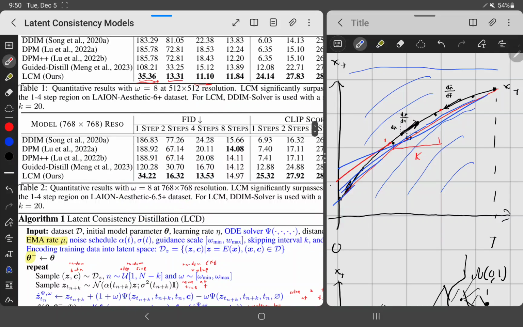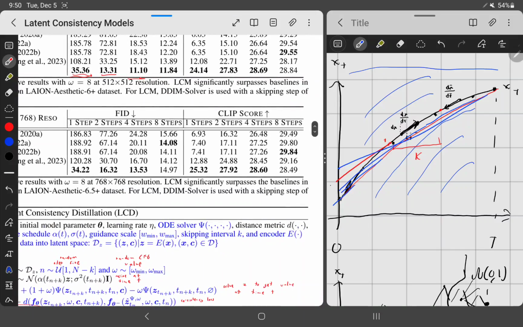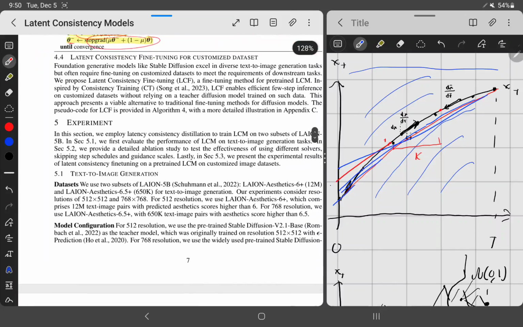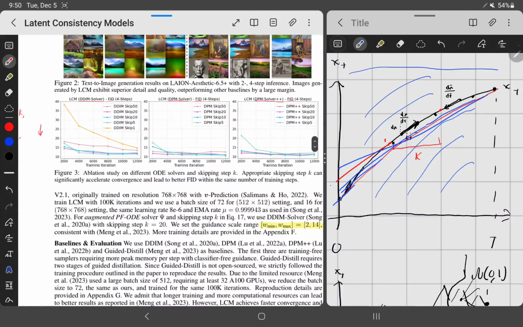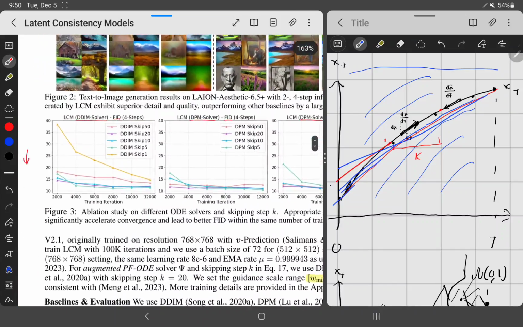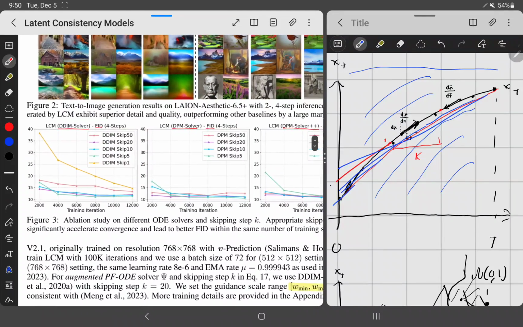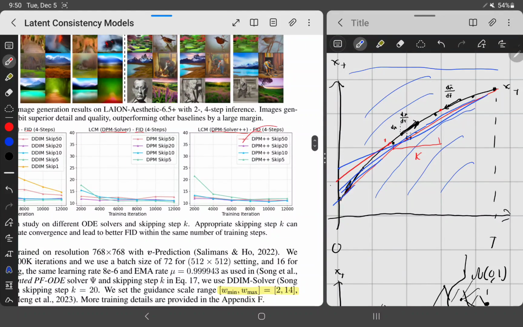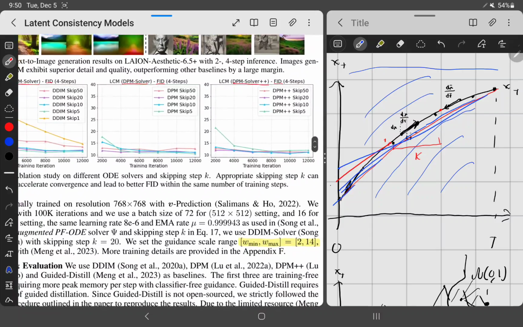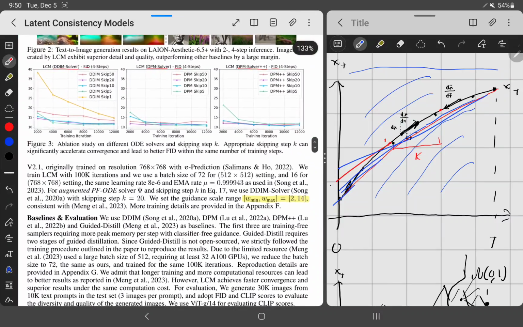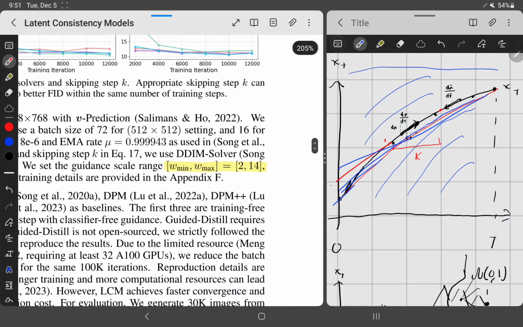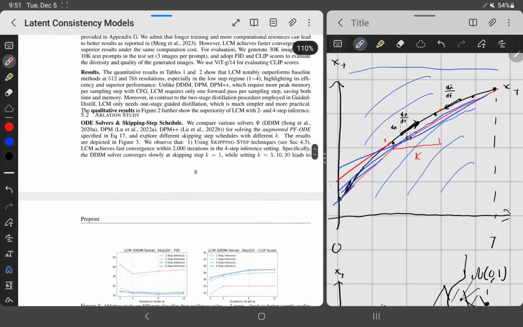Yeah, so more results. It does well. And yeah, I mean, that's basically it. They define some samplers. DDIM isn't that good. DPM and DPM++ is obviously good, as you probably know. And then you have to define a range for your guidance, and they do 2 to 14, which is a pretty good range.